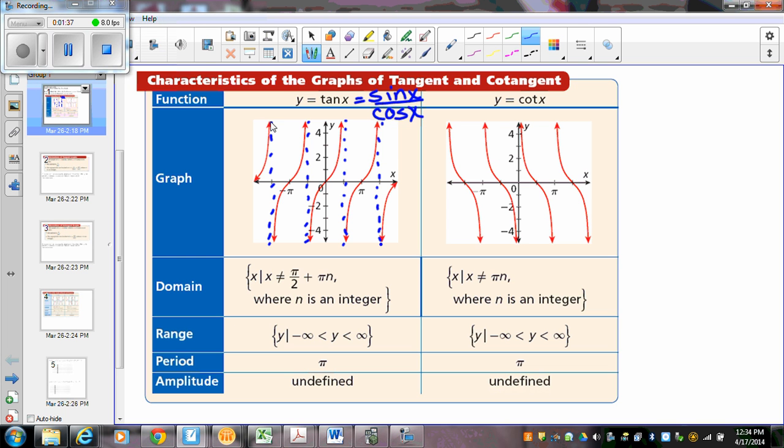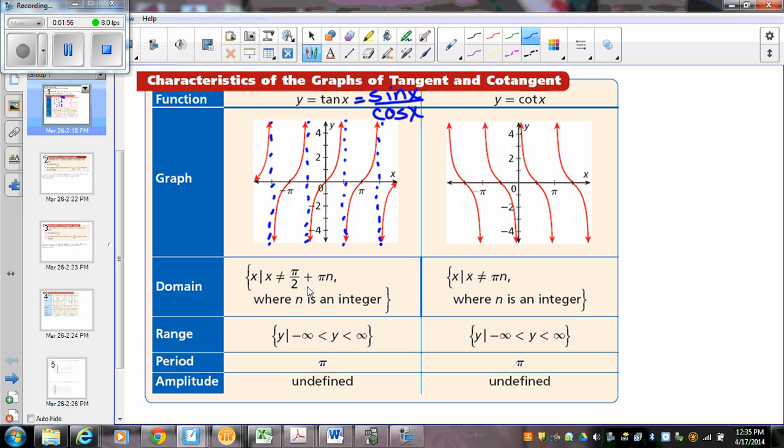So the domain for tangent is not all real numbers anymore. It is x cannot equal pi over 2 plus pi n. So what this means is we write down the first place past 0 that we have a vertical asymptote. So that would be pi over 2.